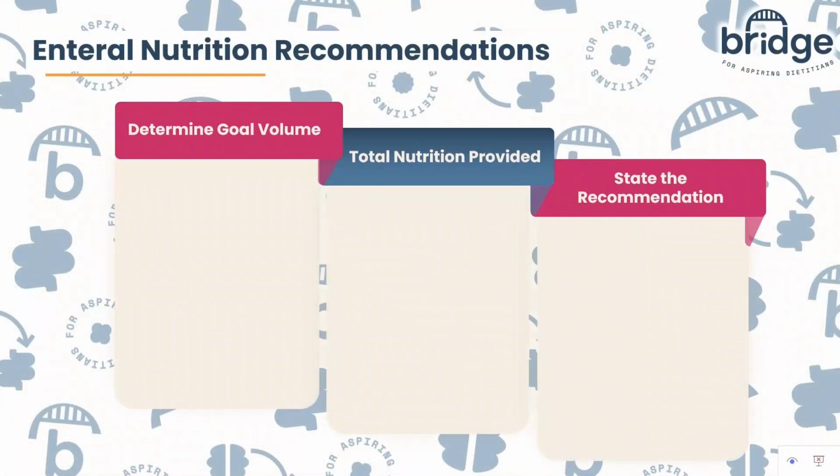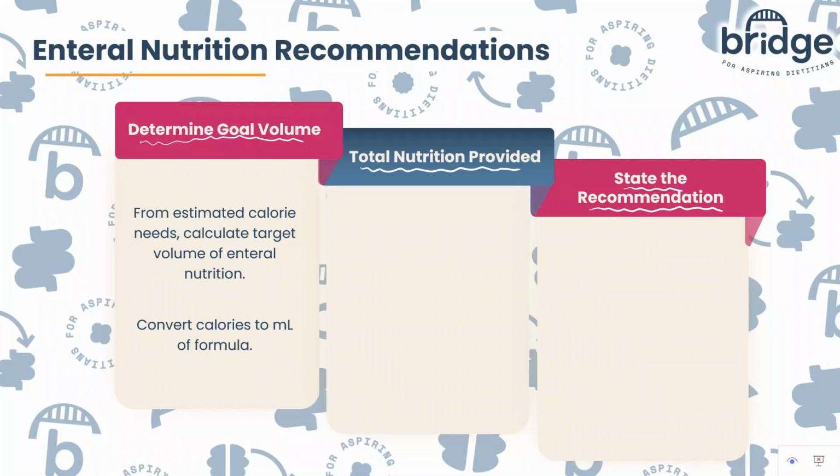So let's talk about how we structure enteral nutrition math. The goal is to turn the nutritional needs into a feeding plan, and that's what tube feed recommendation really is. We do this in 3 clear steps, where we first determine the goal volume, then we calculate the total nutrition that's provided by that goal volume of feed, and then we state our recommendations.